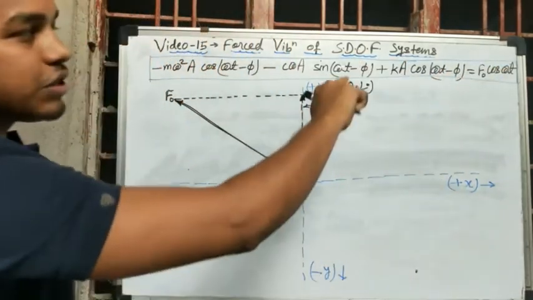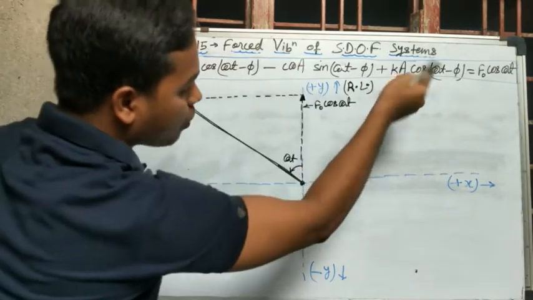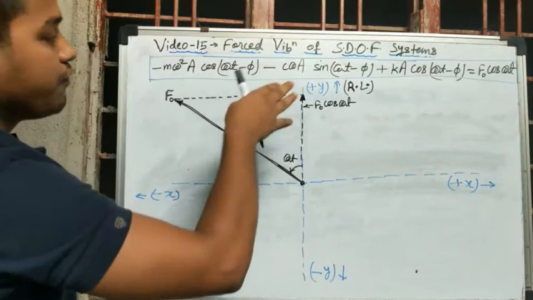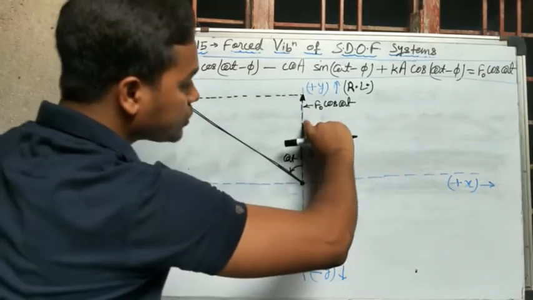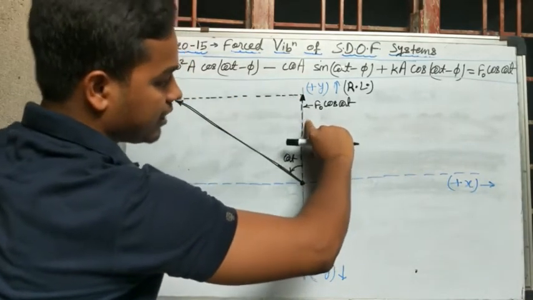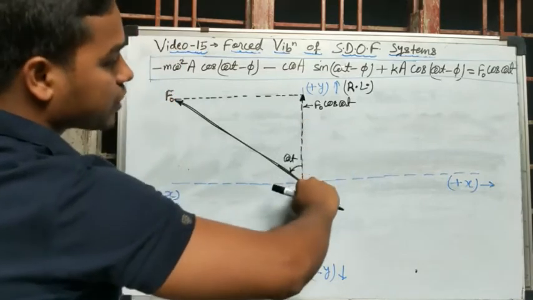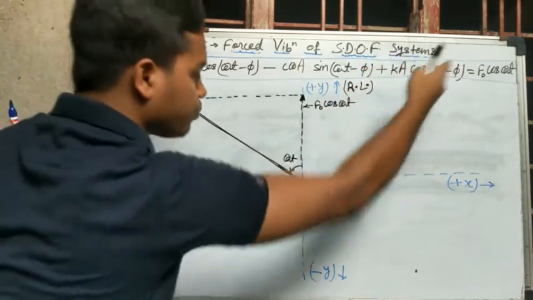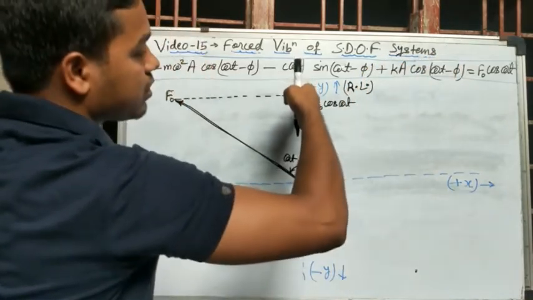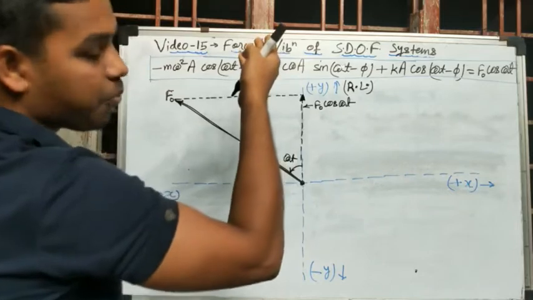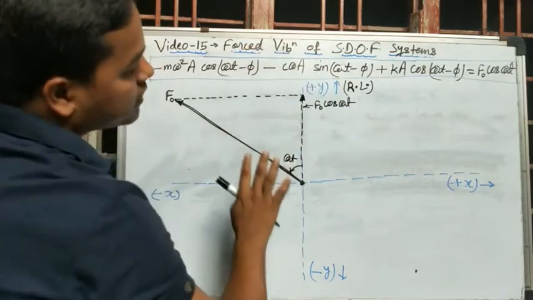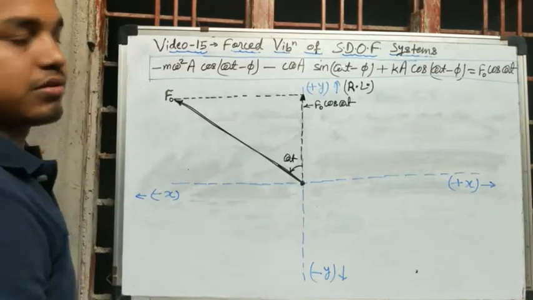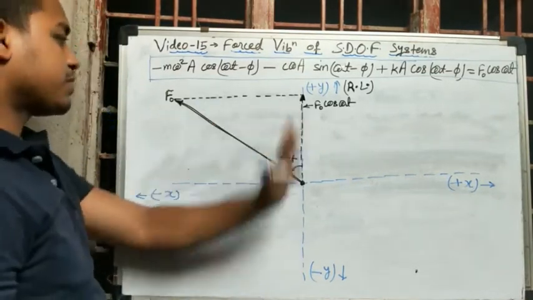So all the positive forces out of these 4 forces, all the positive forces will be over the reference line. All the negative forces will be in the direction opposite to the reference line. That means, what is the direction opposite to the upward direction? Downward direction. That means all the positive forces will be over this plus y axis or upward direction. All the negative forces will be in the downward direction or negative y direction. Right. So I have drawn f naught cos omega t here.